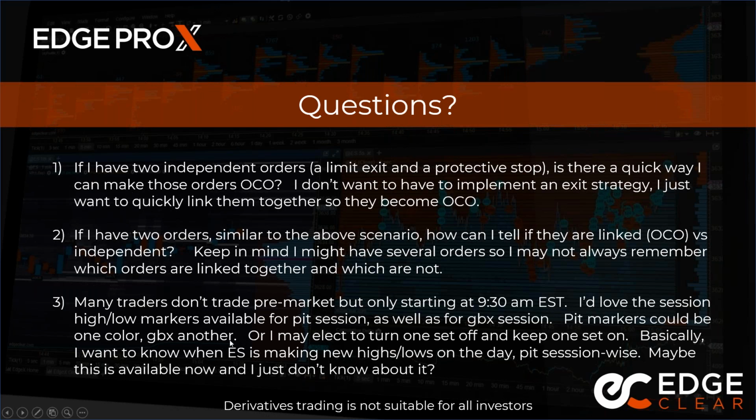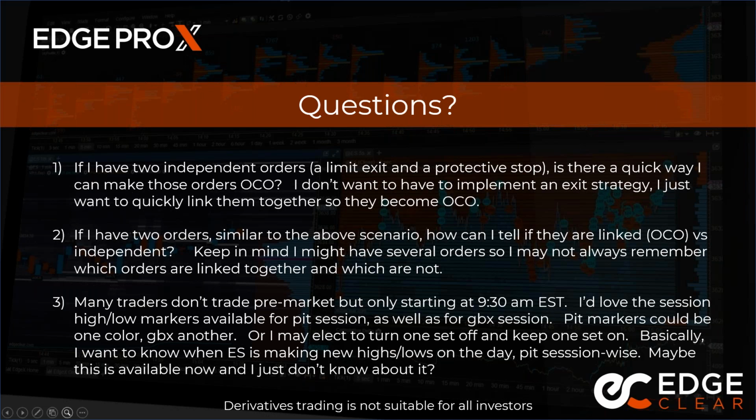Pit markers could be one color, GBX another, or I may elect to turn on one set off and keep one set on. I want to know when ES is making new highs, lows on the day. Pit session wise, maybe this is available now and I just don't know about it.